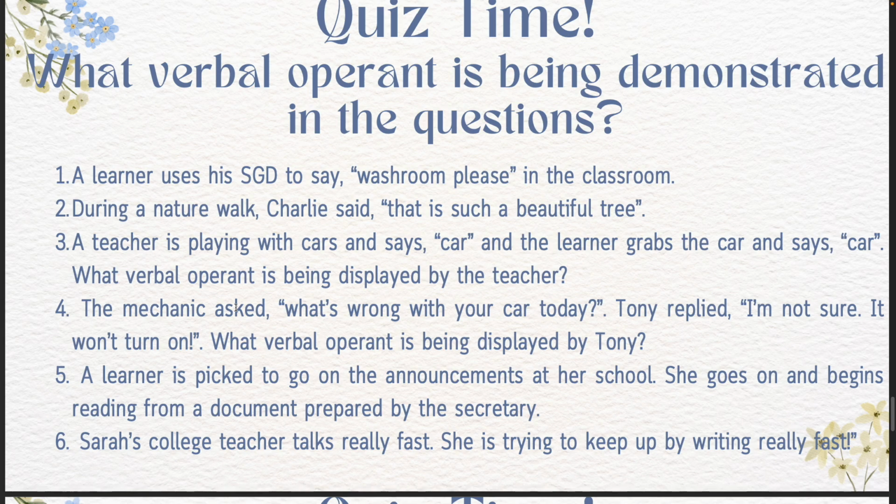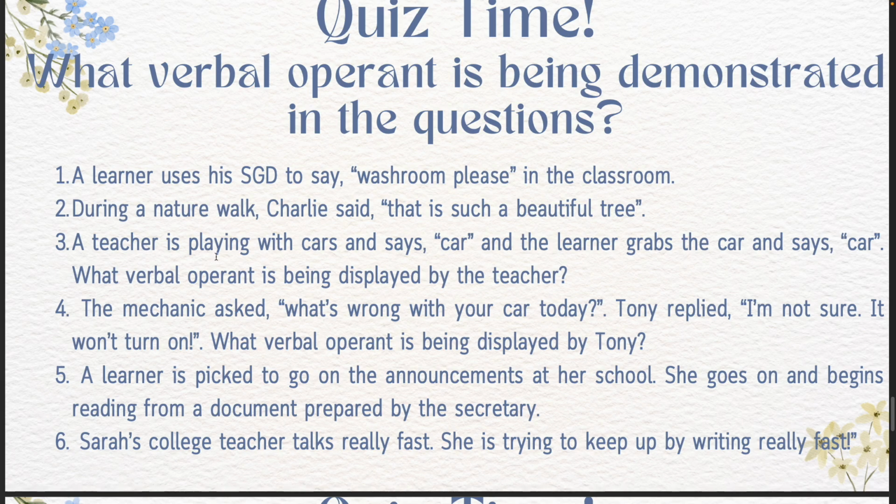Okay, so the teacher is playing with the car, says car, and then the learner says car. So what's going on here? Okay, well, we do have the learner copying, imitating the teacher. We have the learner who's listening out in his environment and copying. And what do we call that verbal operant that has point-to-point correspondence and is also about imitating? You are correct. It's all about our echoic. Fantastic, guys. Let's keep going.